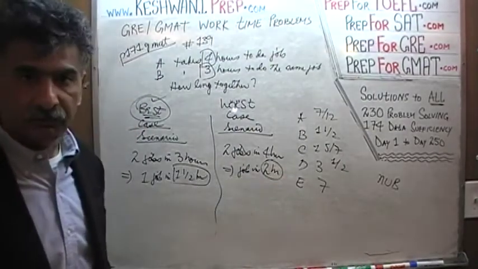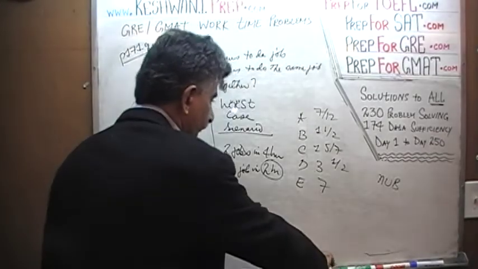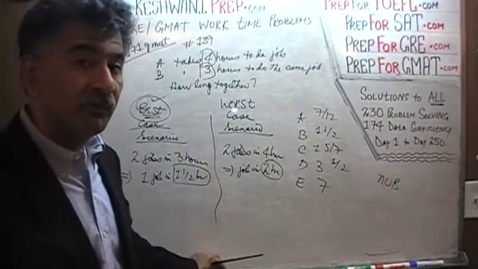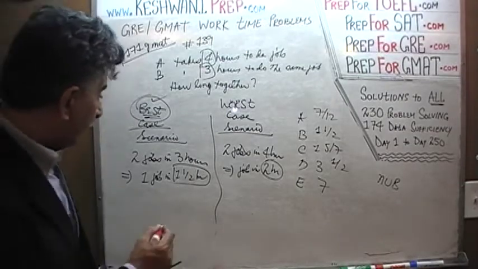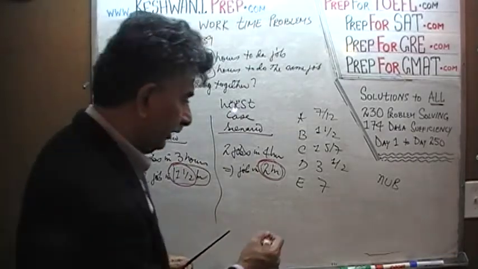Now look at the answer choices. Do you see any ridiculous answers? I'm so excited, I'm so worked up, I'm going to change the color for the flair of the dramatics. It has to lie between an hour and a half and two. If you find an answer choice that lies outside that range, it's gone.